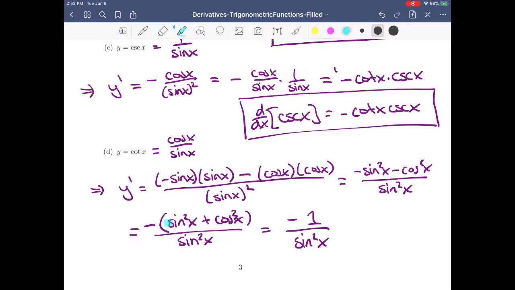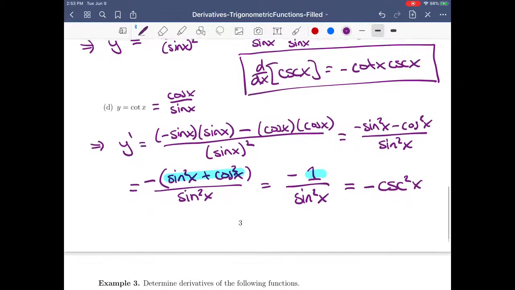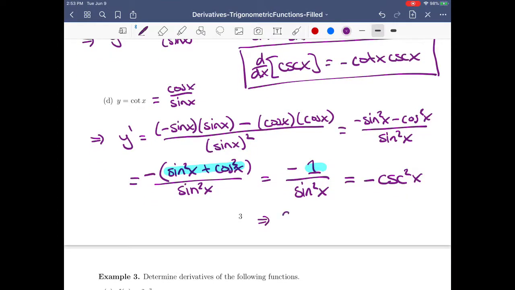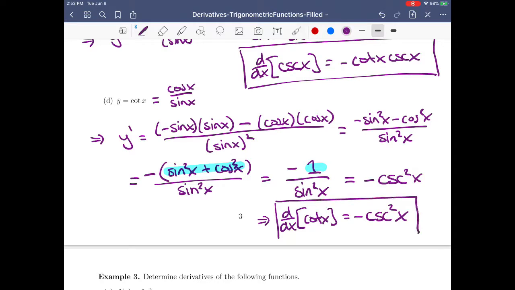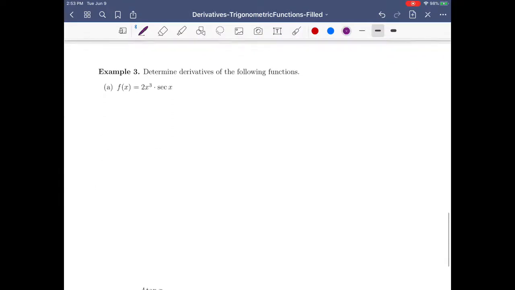So sine squared plus cos squared is equal to 1. That was the identity we used earlier. And so this is negative cosecant squared x. So the derivative of cotan x is negative cosecant squared x. Okay, so those are the derivatives for all the 6 trig functions. You only really need to remember the first 2, sine and cosine. Tan sometimes is useful to remember as well. So, a couple more examples.